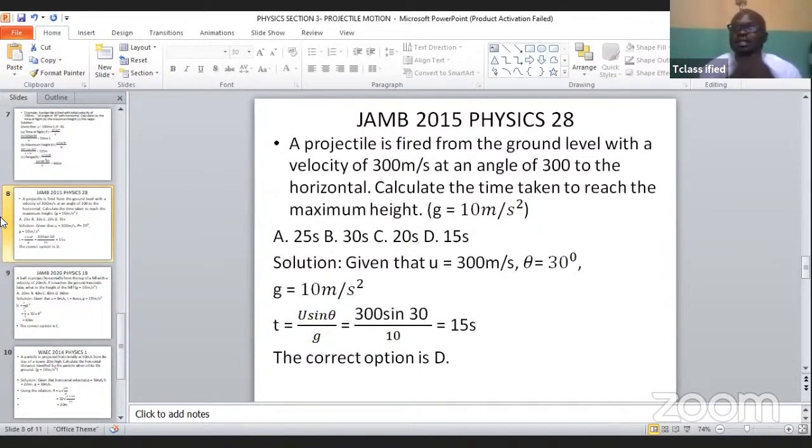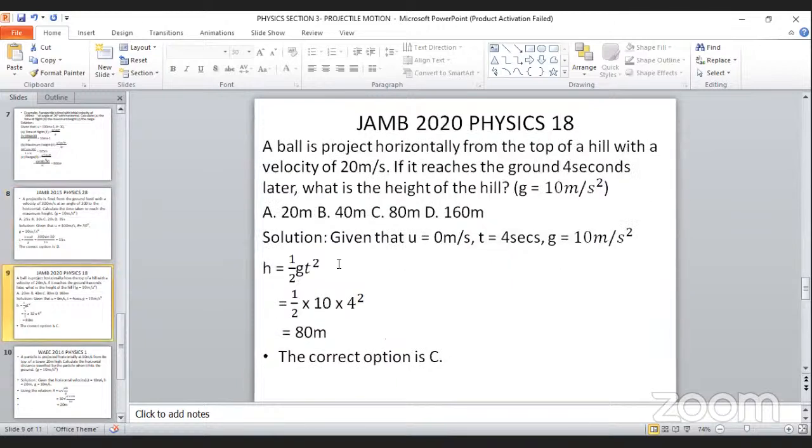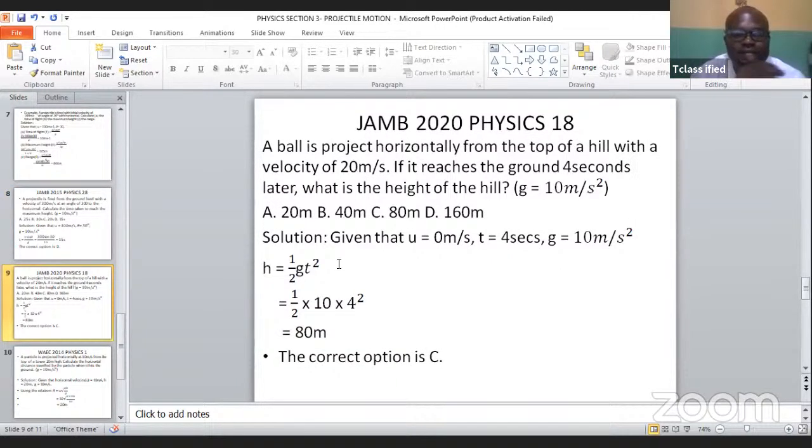I don't know whether this is clear. Clear? Yes, sir. Oluwase, is this clear? Yes, sir. Uchi? Yes, sir, it's clear. Steven, is it clear? Okay, let's look at next question.